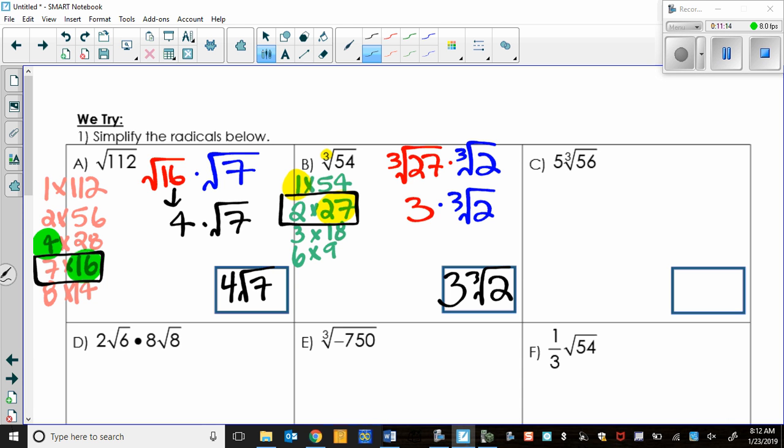Okay, so hopefully this video has explained to you how to find perfect cubes and how to simplify radicals. Make sure that you check your answer, put this in your calculator, and see if these two decimals will match. And that's how you know you did it correctly. Let me know if you have any questions, and good luck solving radicals.